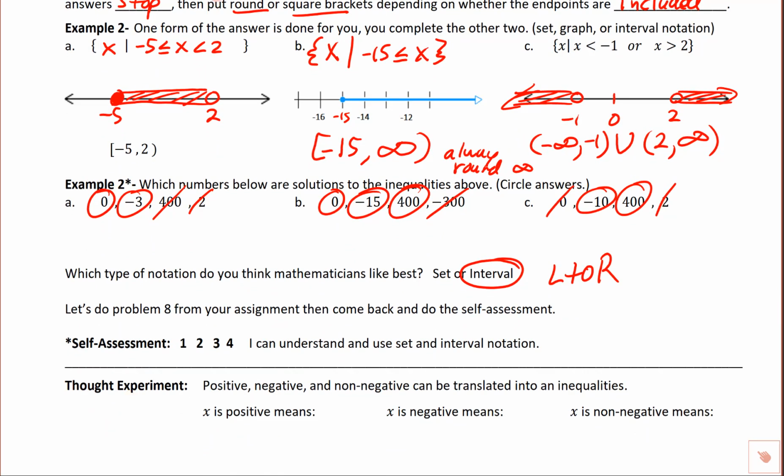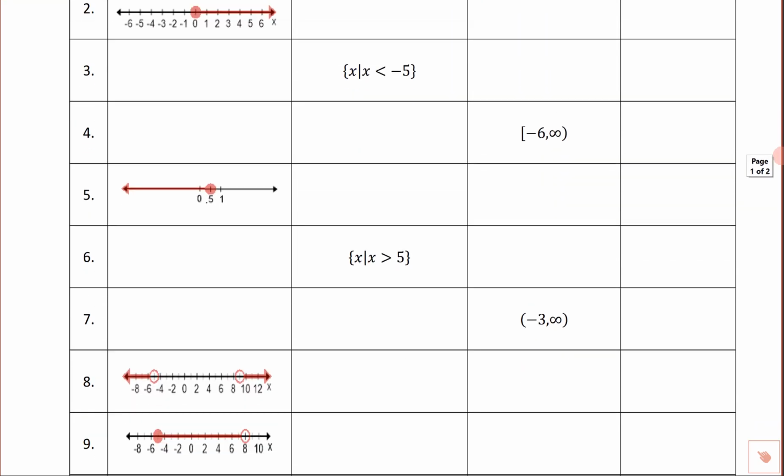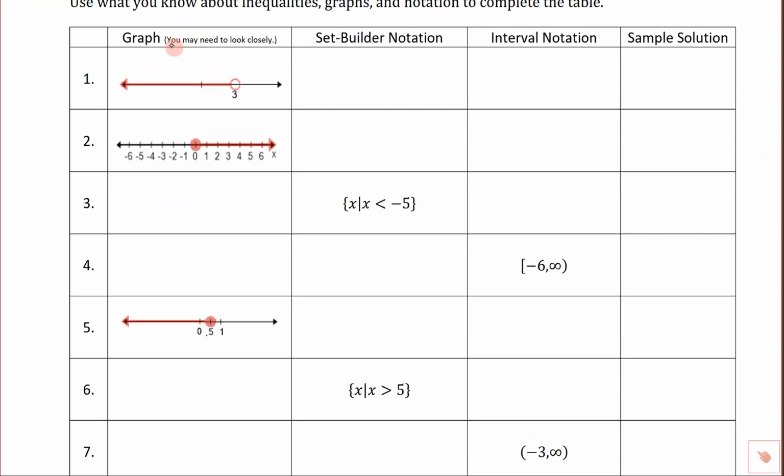So let's take a look at number 8. So I'm going to flip over here. We're going to come down here to number 8, and let's make sure we have this clear. We've got a graph right here. This next one is going to be set builder notation, interval notation, and then a sample solution. These are going to vary. So I'm going to write answers will vary. Lots of different answers that you can give here because remember, when we have a range of answers, when we have an interval, there's an infinite number of answers in that interval.